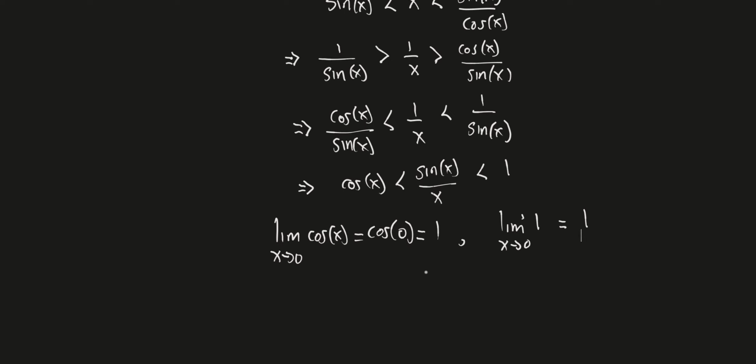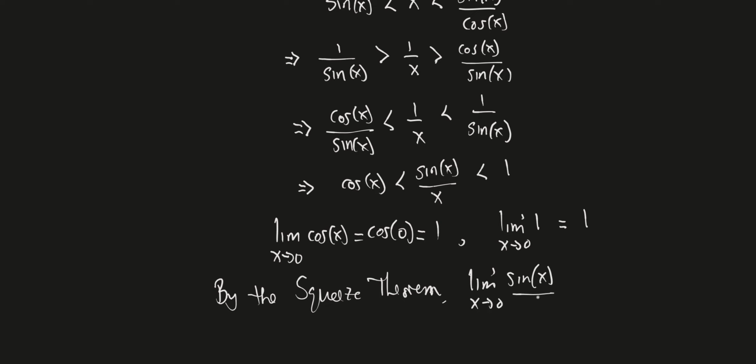Very remarkable result. So by the squeeze theorem, the limit as x approaches 0 of sine of x over x is equal to 1, right? Chalk that down to some good old geometry and good old trig, all right? So that's our first one. So we figured that one out.